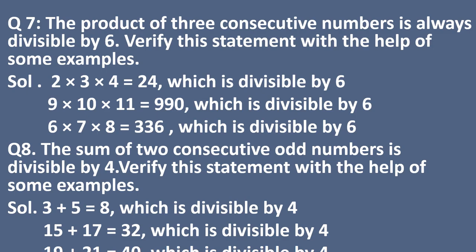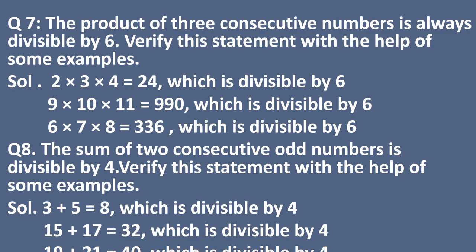Then I have taken two consecutive odd numbers 15 and 17. Their sum is 32, which is also divisible by 4. Next example I have given 19 plus 21. Remember, they are odd numbers, which is equal to 40. It is also divisible by 4.